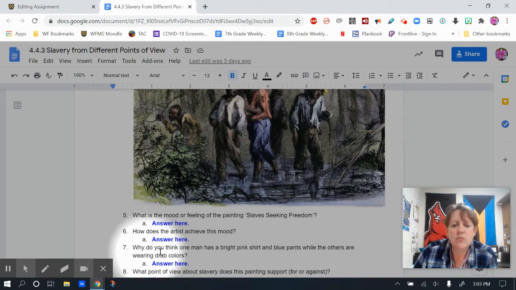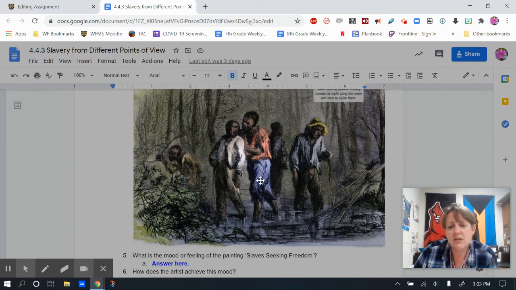Number 7, why do you think one man has a bright pink shirt and blue pants while the others are wearing drab or dull colors? That's what that means. You also might notice that he is in the center and he's the tallest one here. So it's probably for some reason.